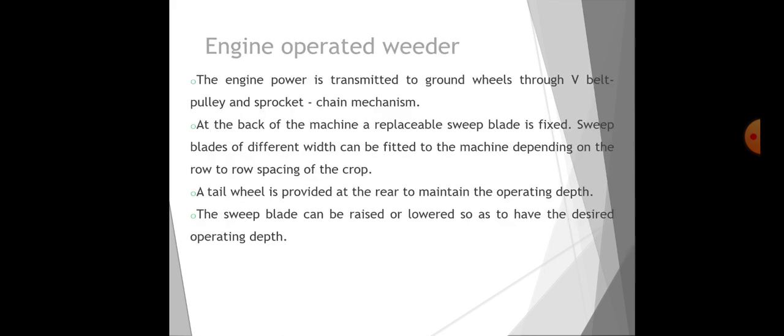Next, we see the engine operated weeder. The engine power is transmitted to the ground wheel through V-belt pulley and sprocket and chain mechanism. At the back of the machine, a replaceable sweep blade is fixed. Sweep blades of different width can be fitted to the machine depending on the row to row spacing of the crop. A tail wheel is provided at the rear to maintain the operating depth. The sweep blades can be raised or lowered so as to have the desired operating depth.